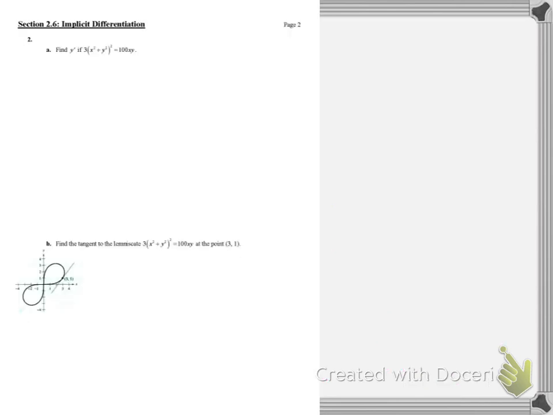Let's take a look at another example. They're asking us to find y prime if this was the equation we're looking at. We again notice that it would be difficult to solve this for y, which is why we want to do this implicitly. So like before, we're going to take the derivative with respect to x of both sides of the equation.